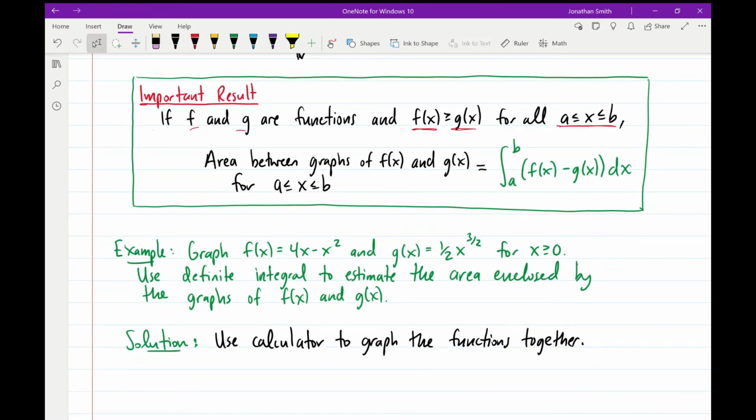The area between the graphs of f of x and g of x over this interval from x equals a to x equals b is equal to the definite integral from a to b of f of x minus g of x dx.